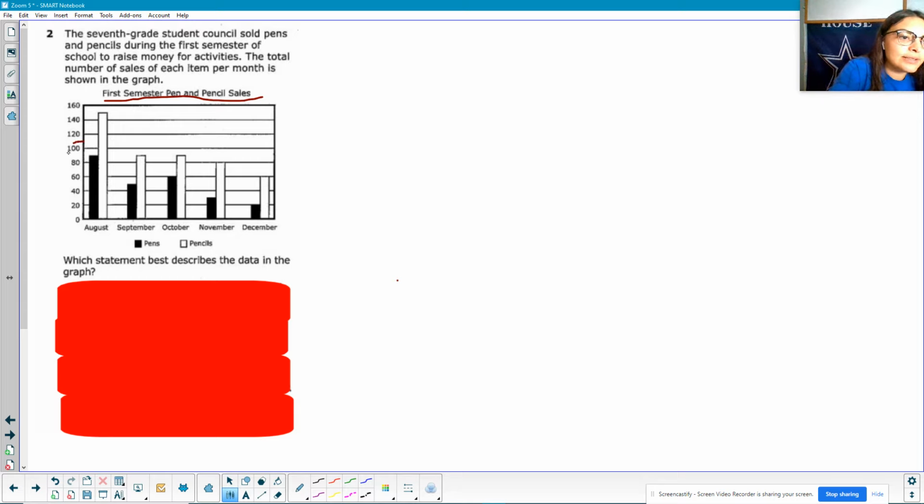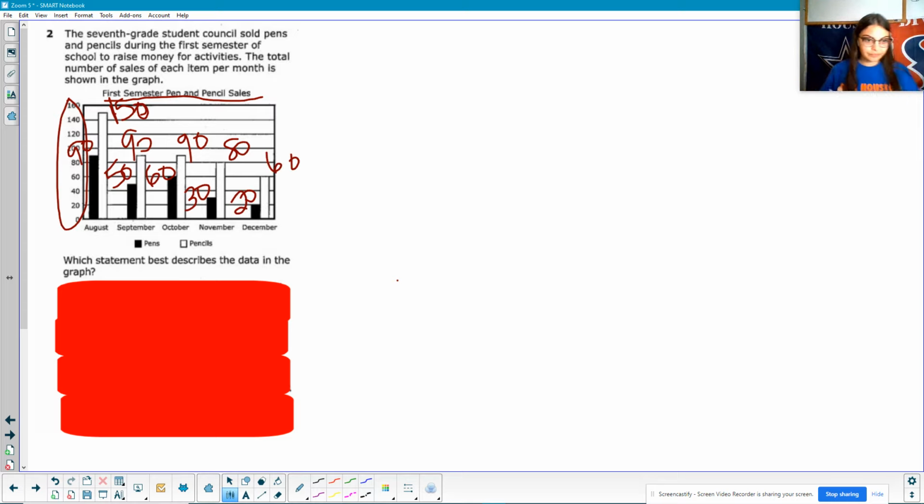So August pens is 90. August pencils is 150. September pens is 50. September pencils is 90. Make sure you pay attention to the key to the left-hand side on the y-axis. October pens is 60. Pencils is 90. Pens is 30. Pencils is 80. 20 and 60.